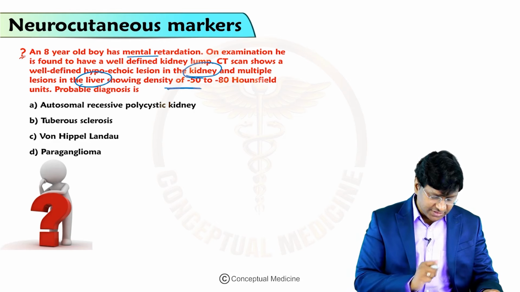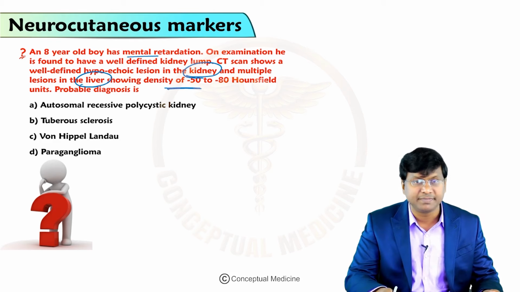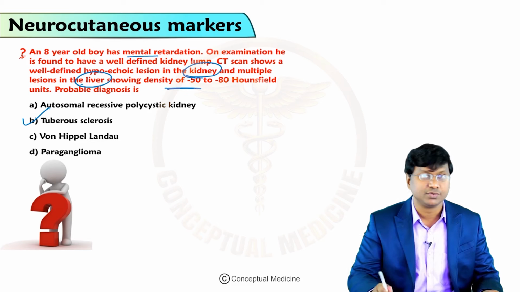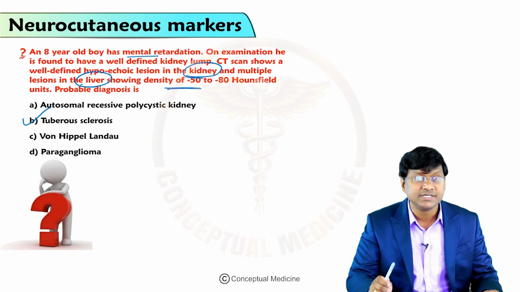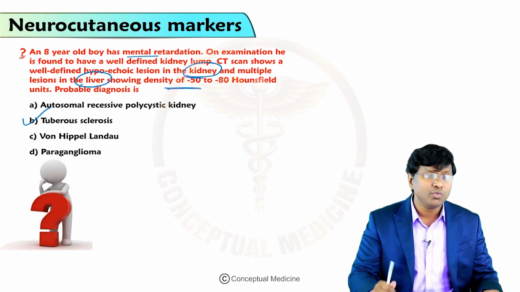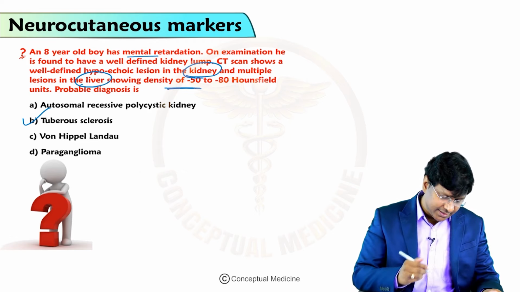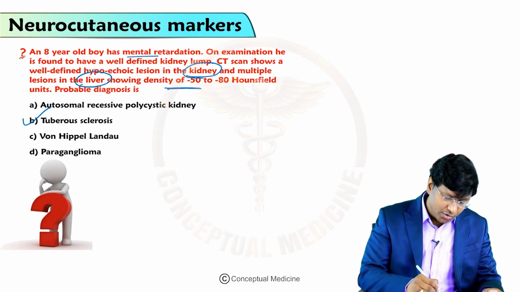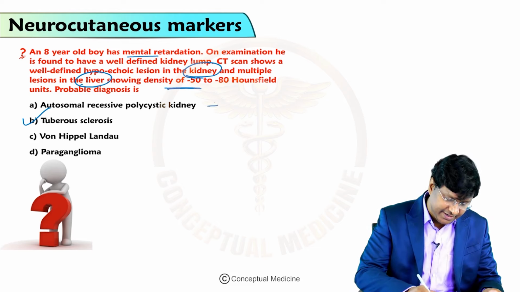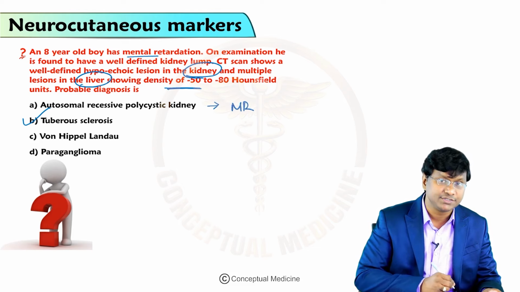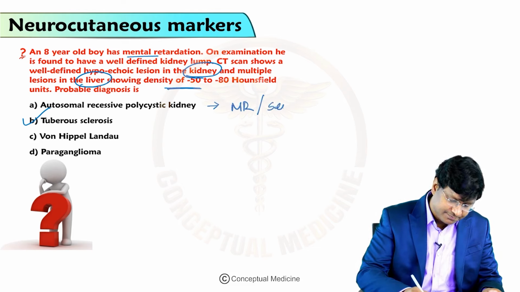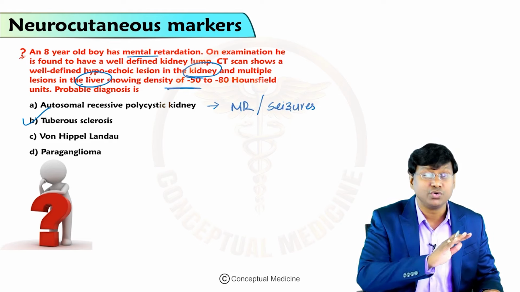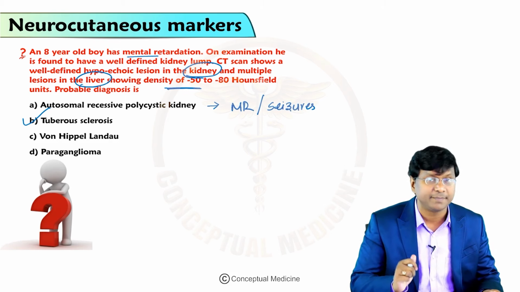So the answer here is not von Hippel-Lindau syndrome. The answer here is tuberous sclerosis, right? Now we will take up one by one. You take the autosomal recessive polycystic kidney disease. Okay. In autosomal recessive polycystic kidney disease, the very important feature is mental retardation or the seizures. Right? Mental retardation or seizures is not seen in the clinical scenario of the patient.